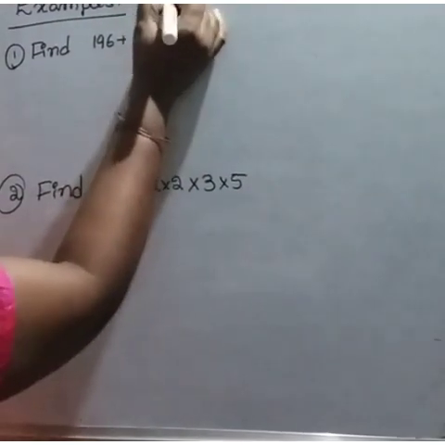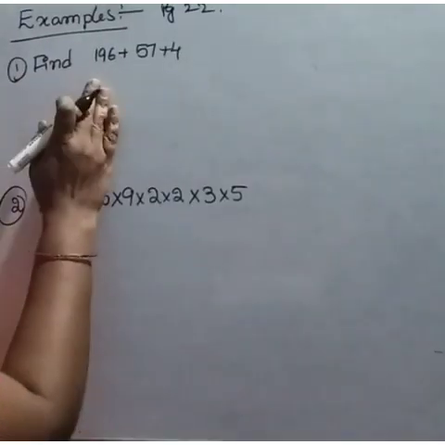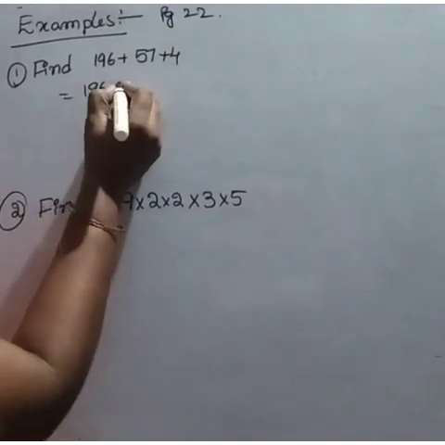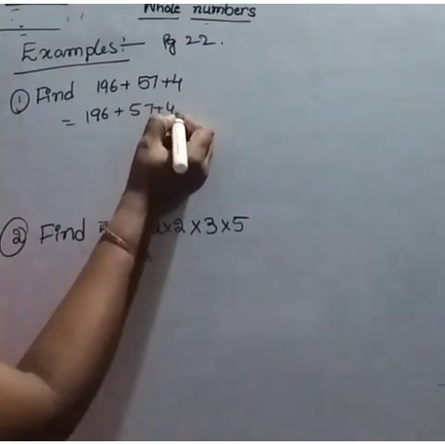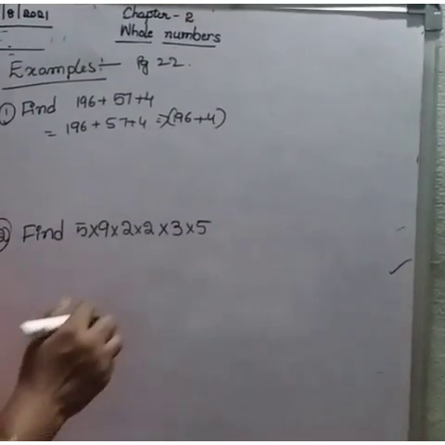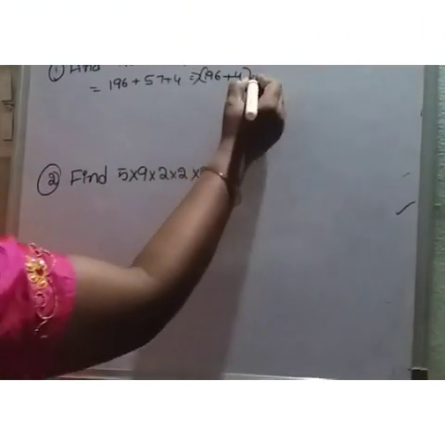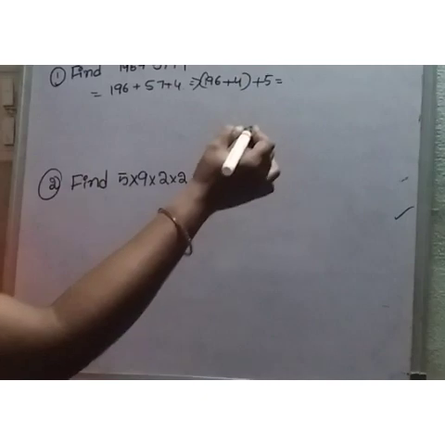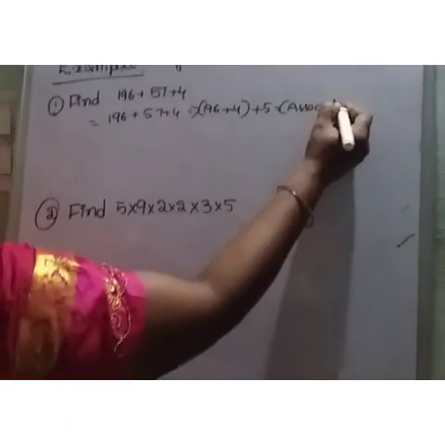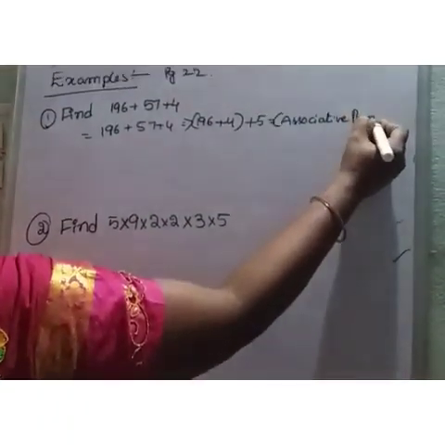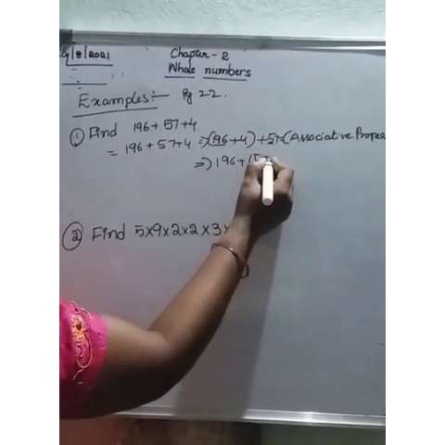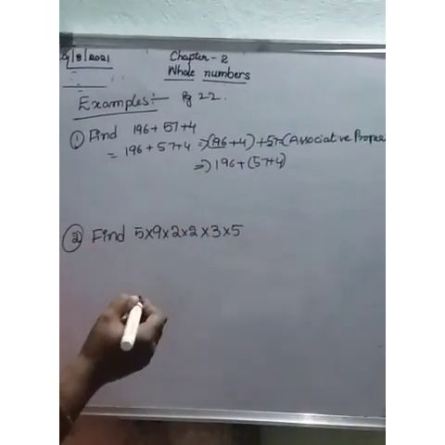Examples, page number 22. Find 196 plus 57 plus 4. So, 196 plus 57 plus 4. Okay. 196 plus 4 plus 57. This is associative property. Okay. 57 plus 4, this is commutative property.